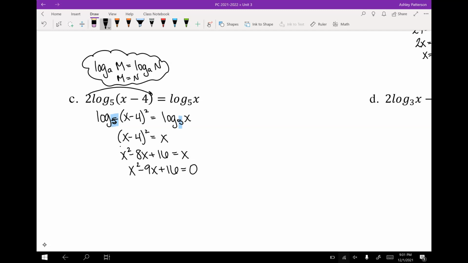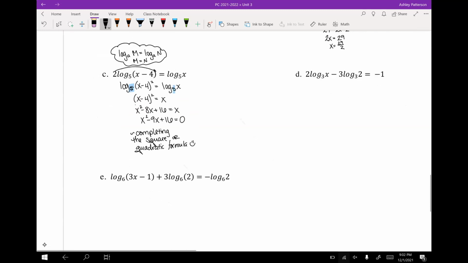Now, it'd be real gosh darn nice if it factored, but does it factor? Anything multiply to 16 that add to -9? Nope. So we're going to have to solve through either completing the square, or the quadratic formula. Okay, so you pick one and solve.